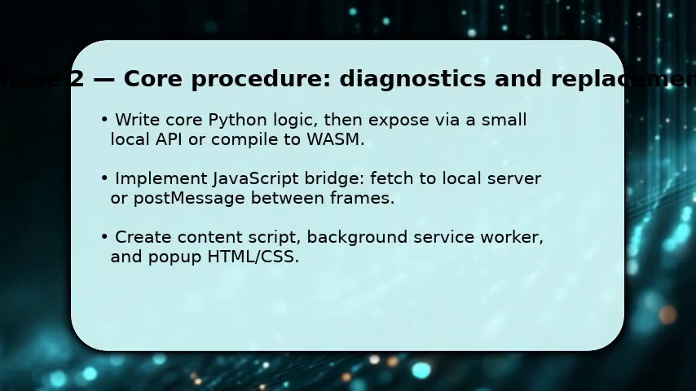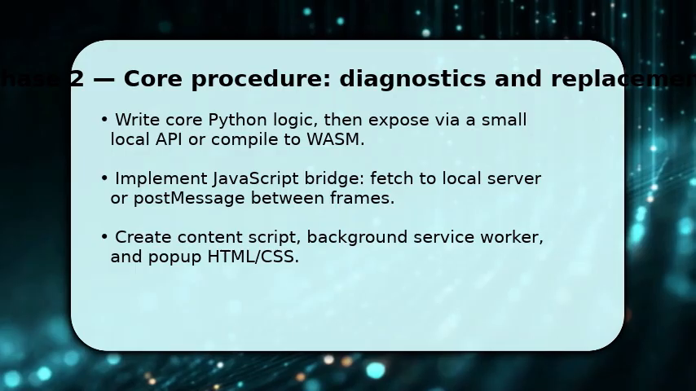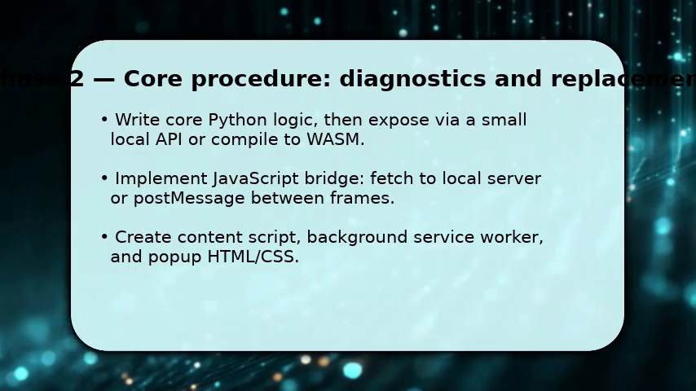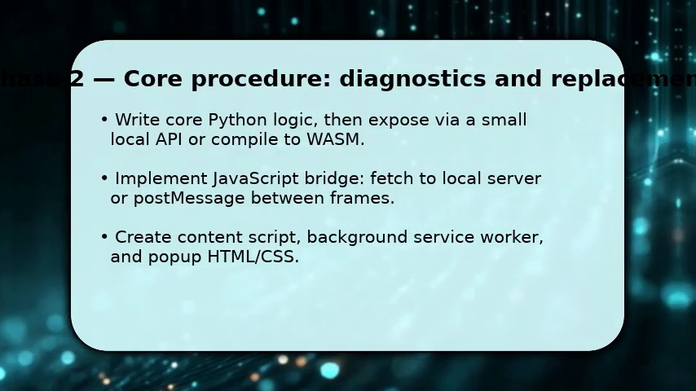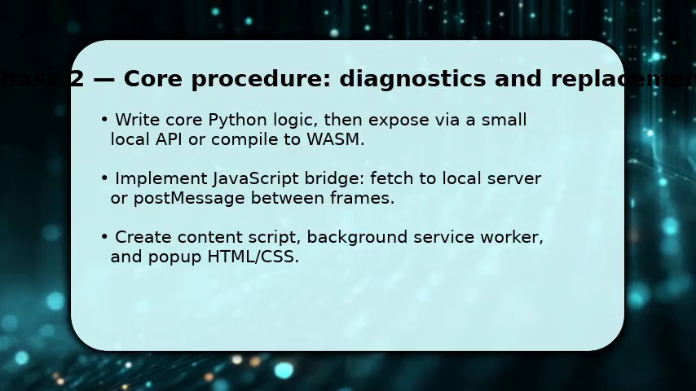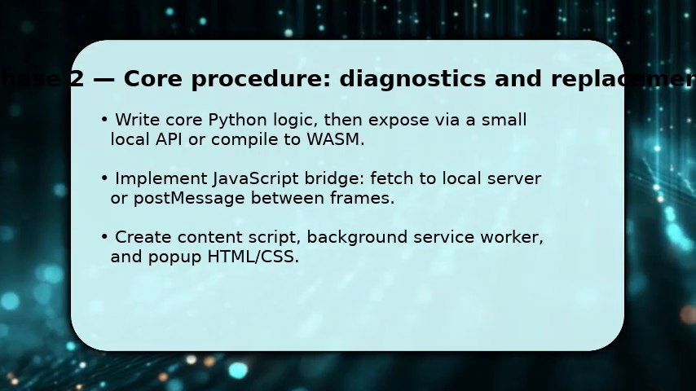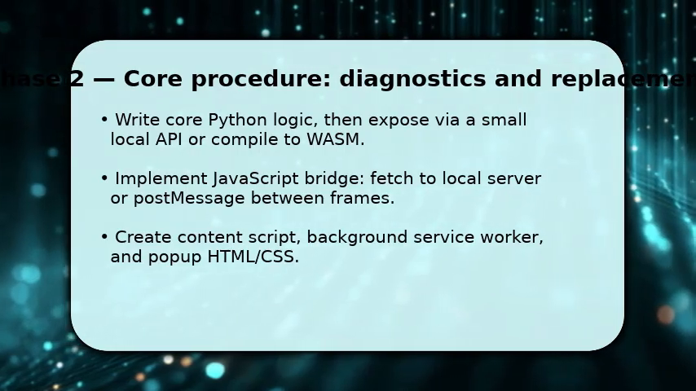You now implement the core functionality. Write your Python logic and choose a bridge. Run a local Flask or FastAPI server during development, or convert critical code to WebAssembly for distribution. Once set, create a JavaScript bridge. Use fetch calls to your local API or postMessage for in-browser communication.